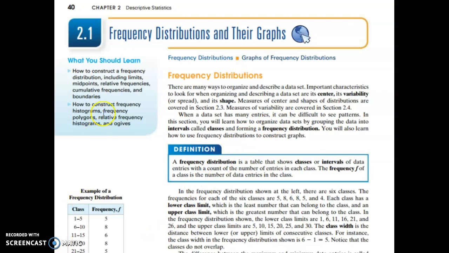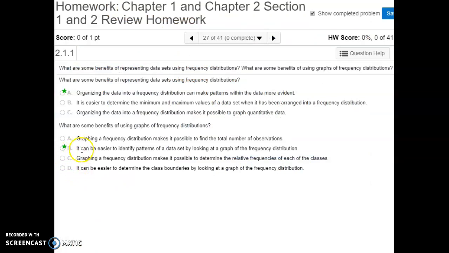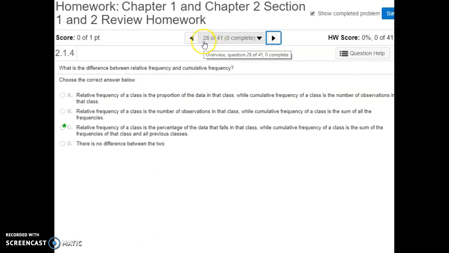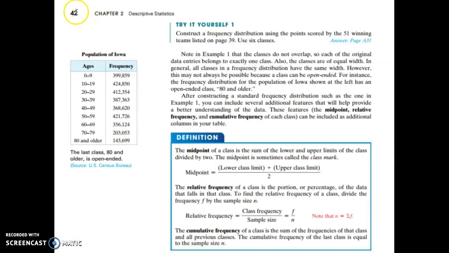And the same is actually true for the graphs of frequency distributions. When you graph it, it also makes it easier then to identify patterns of the data set by looking at the graph and seeing that visual image of those numbers in the data. 28 is asking about two definitions, relative frequency and cumulative frequency. And these are found on page 42. You can read the definitions of each right here.